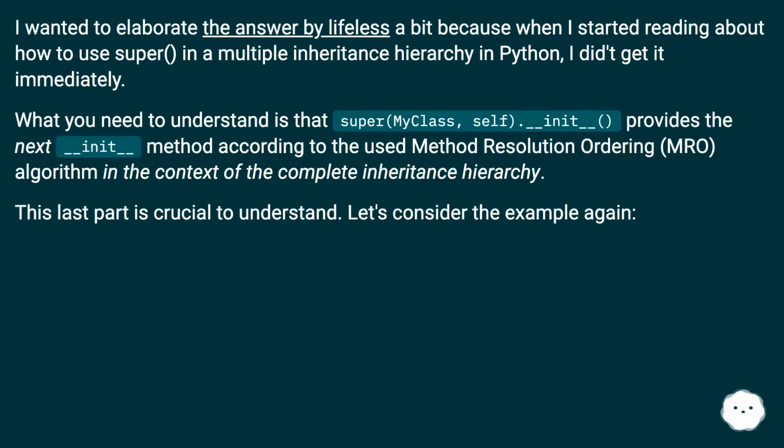I wanted to elaborate the answer by lifeless a bit because when I started reading about how to use super in a multiple inheritance hierarchy in Python, I did not get it immediately. What you need to understand is that super(MyClass, self).__init__ provides the next __init__ method according to the used method resolution ordering, MRO, algorithm in the context of the complete inheritance hierarchy. This last part is crucial to understand. Let's consider the example again.